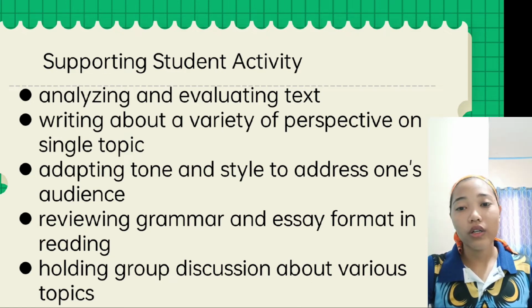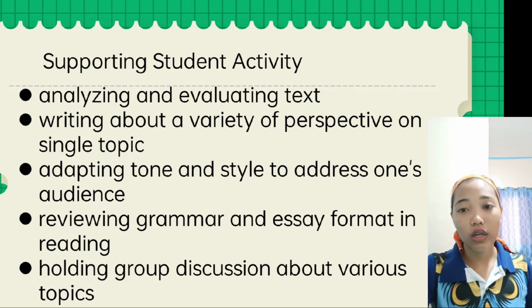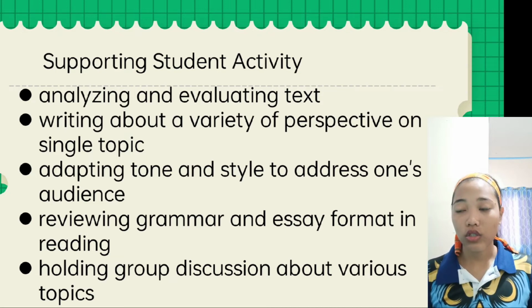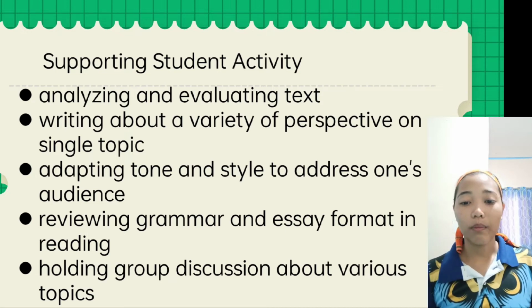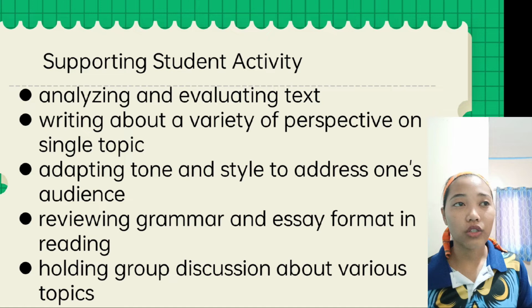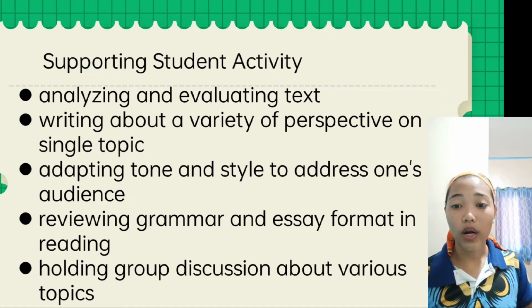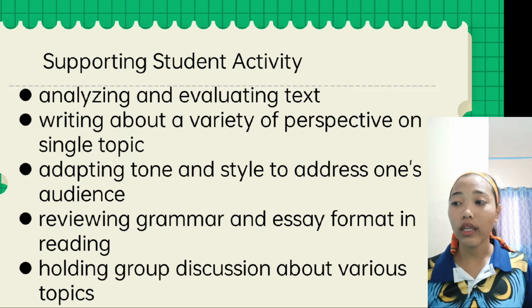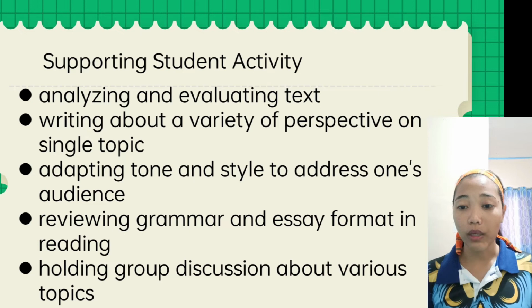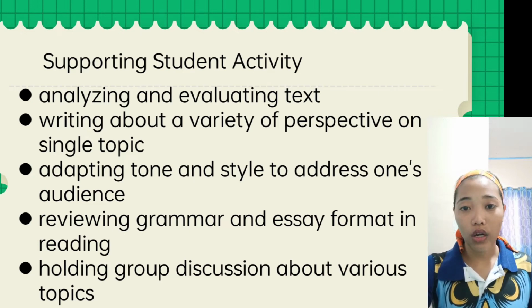Next, we have adapting tone and style to address one's audience. Whenever the student communicates with an audience, that student should be measuring and assessing the reaction. Students should be taught to be aware of their actions when they are communicating, and to adapt to the gestures of other people toward them to catch their attention. So that is the third supporting student activity.